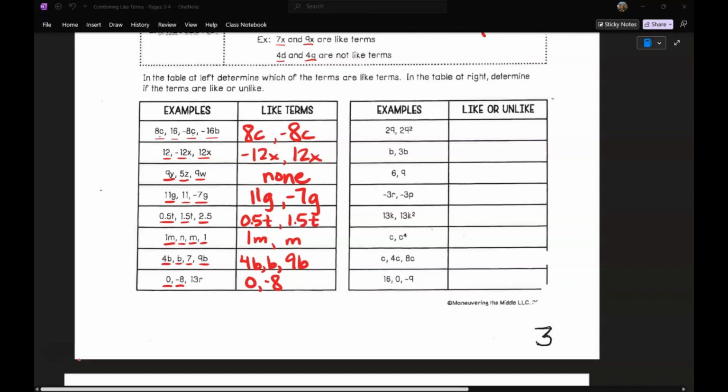And then the last one was a little tricky because 0 and negative 8 don't have any variables, and that actually is what makes them similar. They're both just constants, so we could eventually add those together or subtract them. So when they don't have any variables, that also makes them alike.